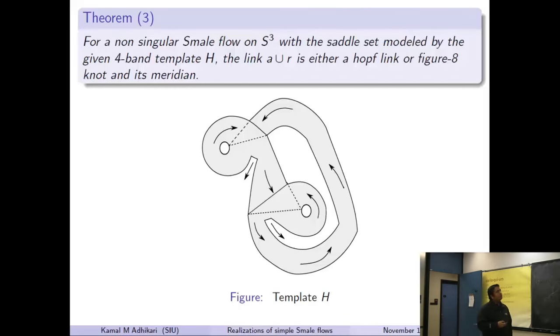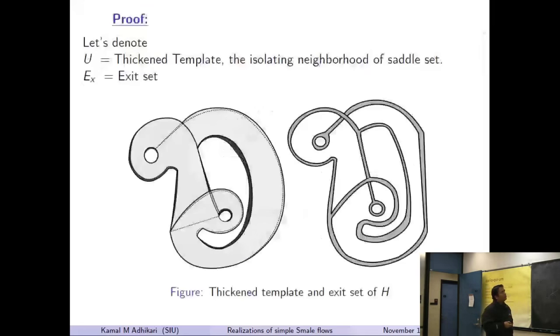I wish I could prove all these three theorems here, but because of time restriction, I am not able to. So I will just give a short description of the proof of this theorem for the rest of the time. What we do to prove it is we use a thickened template. The thickened template is the actual model of the isolating neighborhood of the saddle shape of the product.